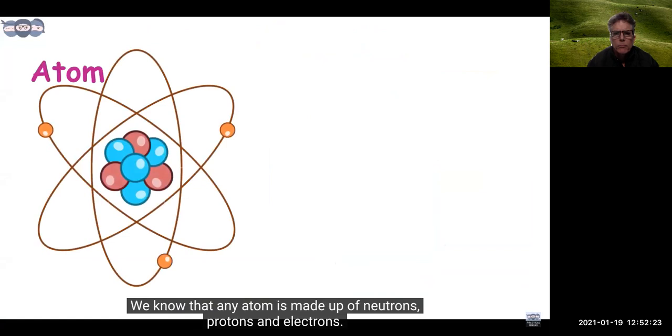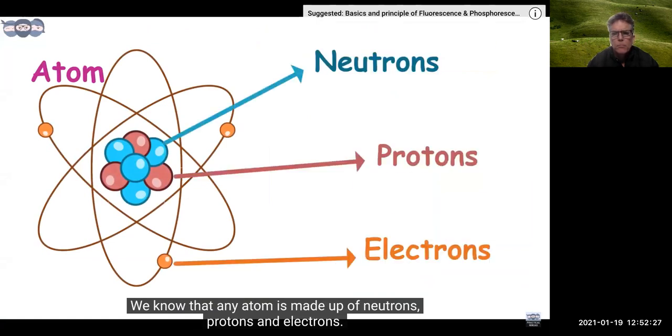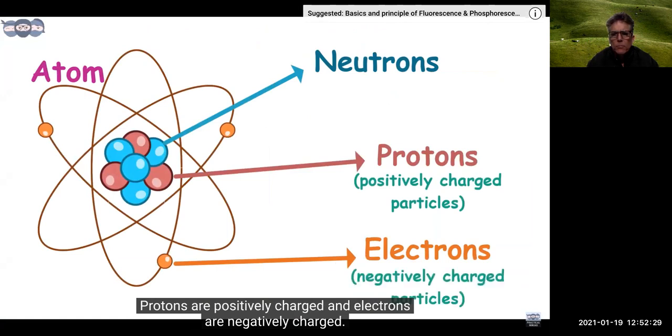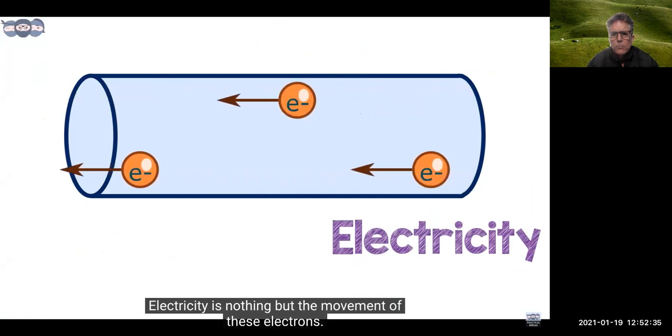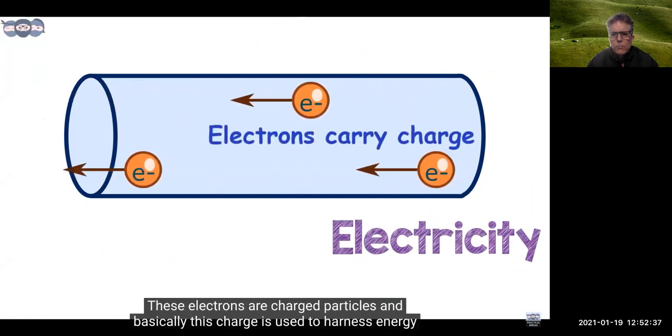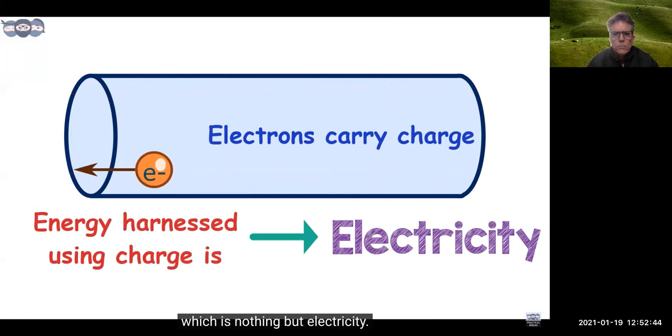We know that any atom is made up of neutrons, protons, and electrons. Protons are positively charged and electrons are negatively charged. Electricity is nothing but the movement of these electrons. These electrons are charged particles, and basically, this charge is used to harness energy, which is nothing but electricity.